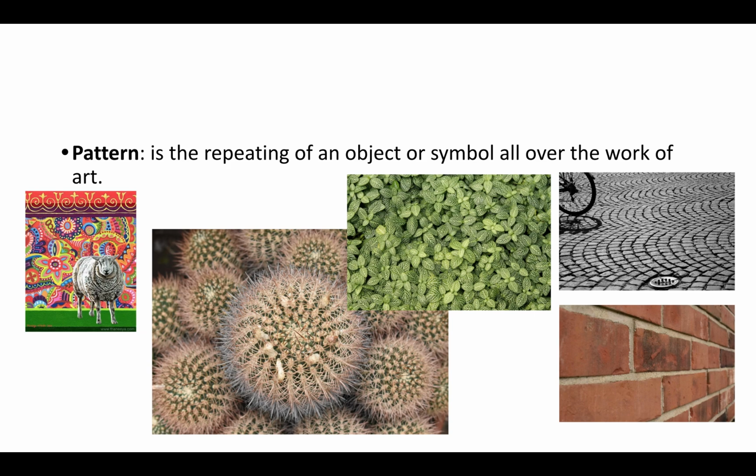We have pattern, and pattern is the repeating of an object or symbol all over the work of art. So you could have a literal pattern like A, B, C, like we learned when we were in kindergarten, but you can also have a pattern where there's a variety of roughly the same kind of look. So it doesn't have to be perfectly the same, but it could be the same look repeated.